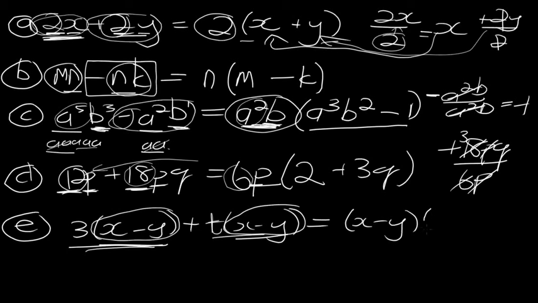And what are we left with? Well, we start with a bracket. So what are we left with? Well, if we took out x minus y from this term, you are left with 3. And for the second term, you are left with t.